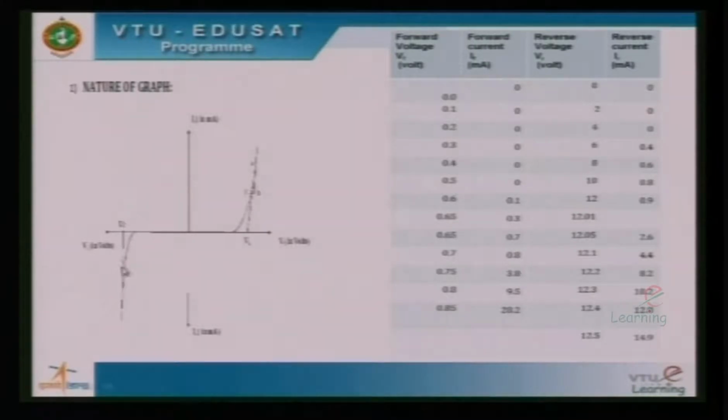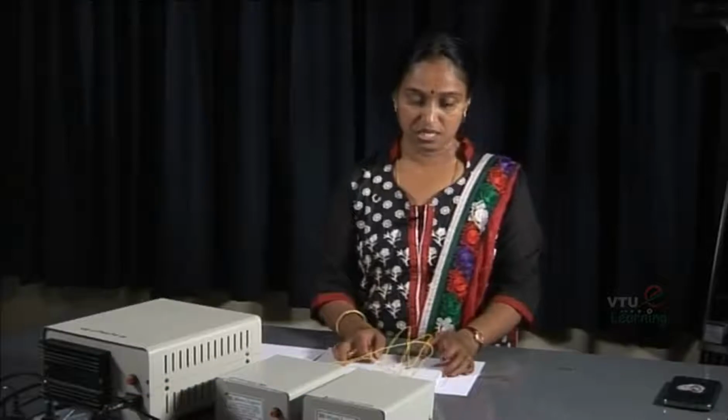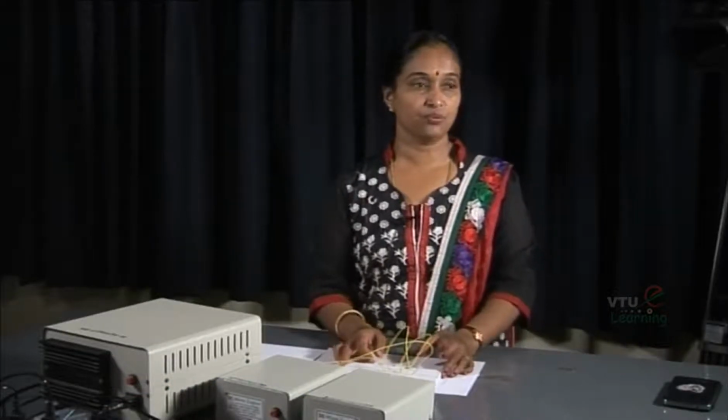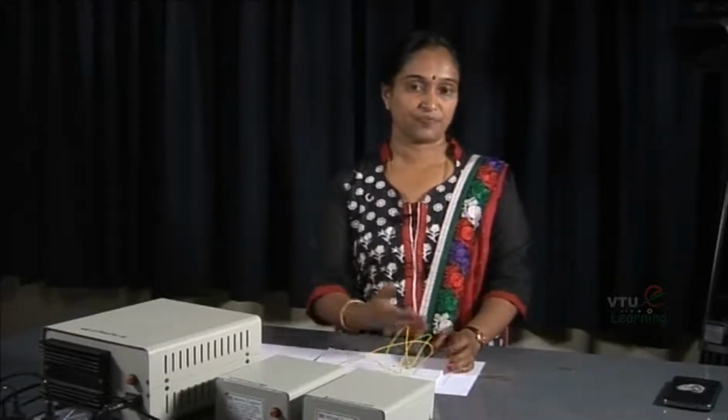And a tangent drawn to the curve in the reverse bias characteristics, extrapolated till it meets the x-axis, the corresponding value on the x-axis will give you Zener breakdown voltage. As the given diode has a breakdown voltage of 12 volts, we get the same value during the experiment.